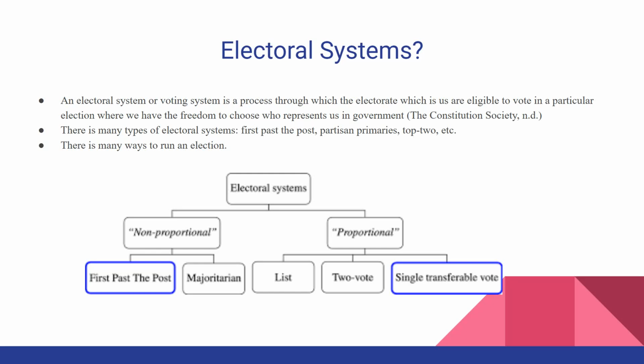There are many ways to run an election, and the point that I'm also trying to make here is that there is no such thing as a perfect electoral system. All electoral systems come with their pros and cons. They come with their strengths and weaknesses, or their ups and downs. And that's true for every electoral system, even the United States' and my home state of California's electoral system.